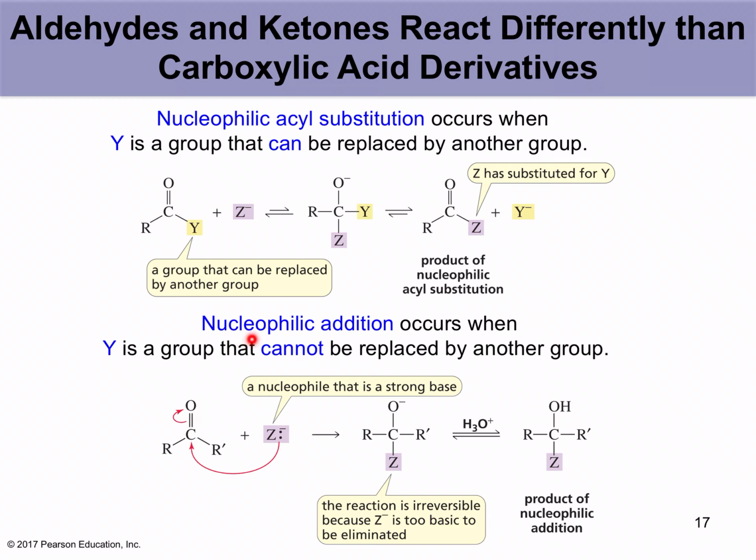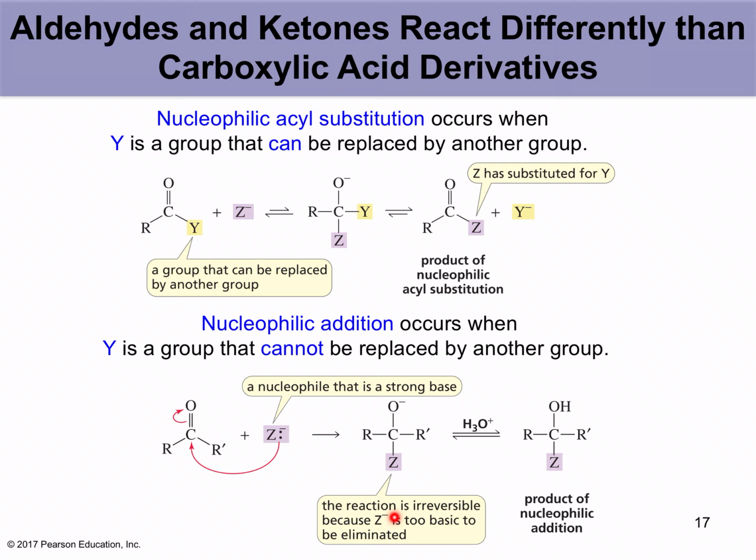And then you have nucleophilic addition. You see the difference. This is nucleophilic substitution. Now the nucleophilic addition occurs when Y is a group that cannot be replaced by another group. Z is added here to the carbonyl group. Let's say you have two alkyl groups, and then again you form the four-membered intermediate. Pi bond breaks, Z is added.